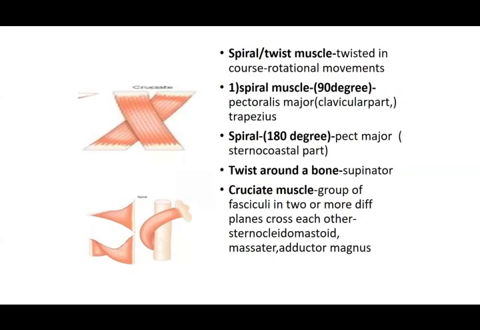Then there is the spiral muscle, that is rotational in angle. The spiral can be cruciate, it can be at a 90 degree angle, or 180 degrees. Cruciate means the muscles can be in a cross shape, one belly crossing over the other. So all these are the different ways of attachment.